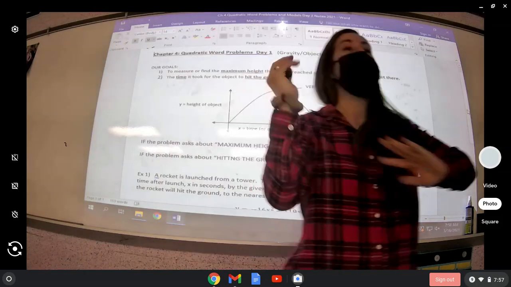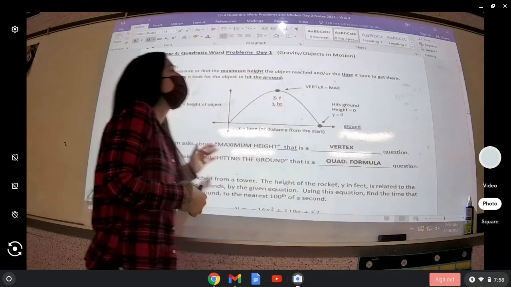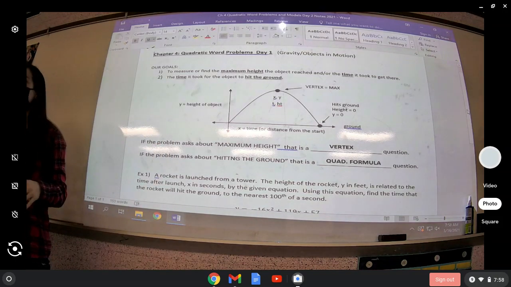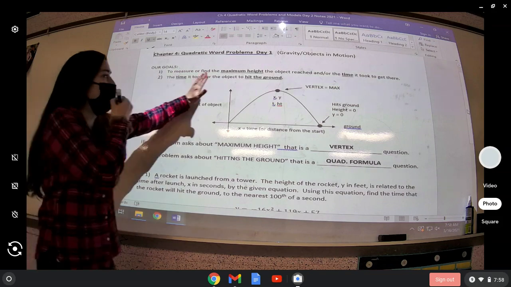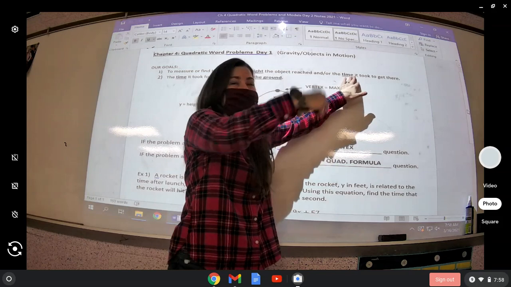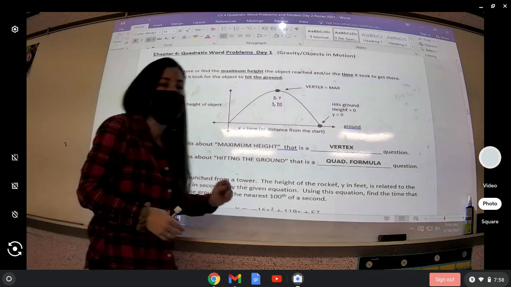All right, really quick. So guys, yesterday we saw those quadratic word problems, the gravity ones, all the rocket launches. Just to review with you guys, usually the problems have 3 things they ask you to do. Either you're gonna find the maximum height of the object reached, or you're gonna find the time it took to get to that maximum height. And then you have the problems where they ask you to find the time.